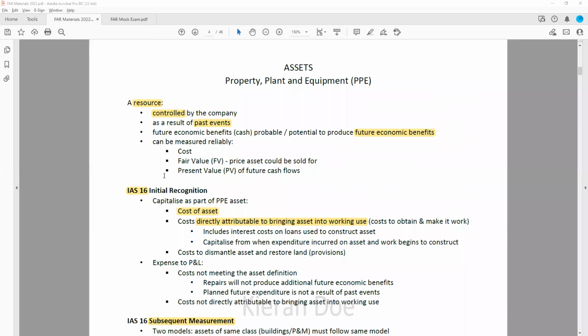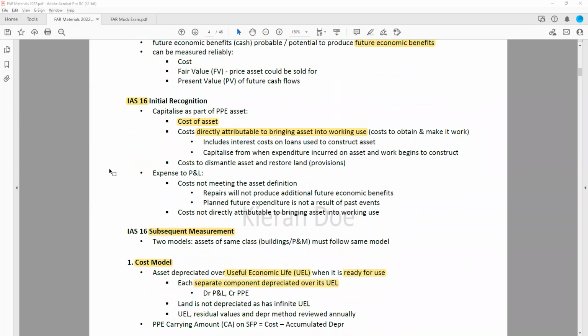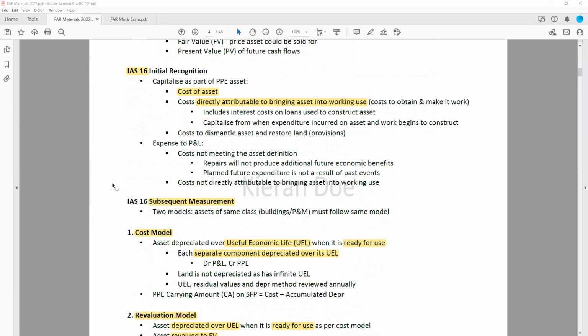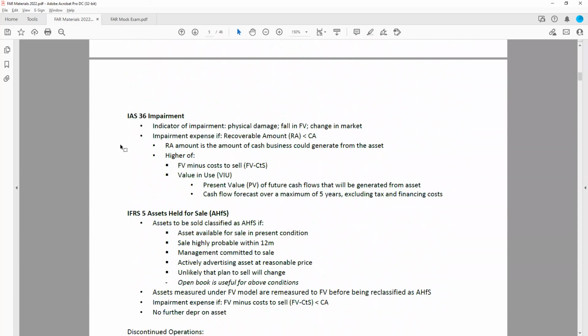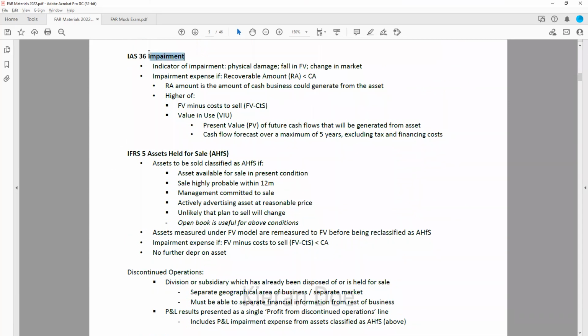So far, we've looked at when a company first acquires an asset, and we think about, can they recognize an asset on the SFP? What costs can be included when they first recognize that asset? And then going forward, how is that asset measured? Cost model or revaluation model? Now, later on in the asset's life, it could be the case that the asset becomes impaired, so that its value is lower than what's recorded in the accounts, so we reduce the value of the asset.